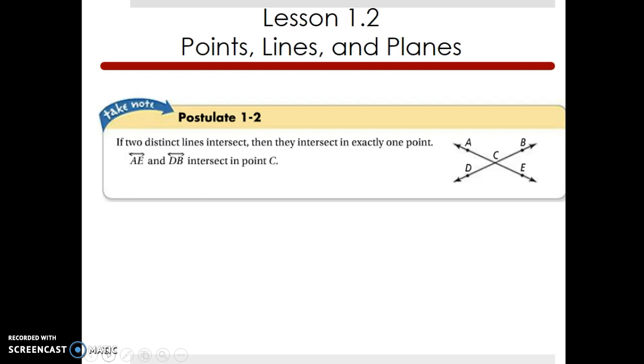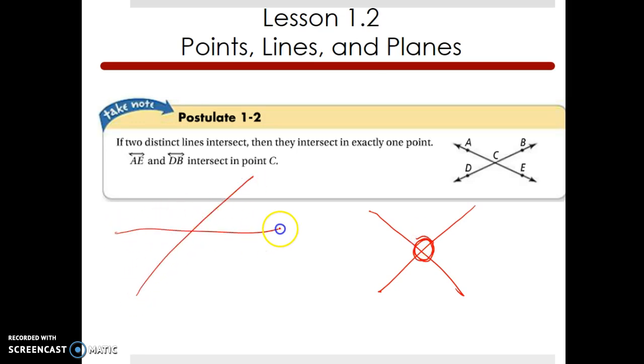If two distinct lines intersect, then they intersect in exactly 1 point. So again, 2 separate lines intersect, you only have 1 point where they're connected. Try drawing any kind of lines that cross, it's always going to cross at 1 point. 2 separate lines. Again, we're not talking about infinitely many solutions, right? Okay, so I'm going to end this video and we're going to continue the lesson in the next one.